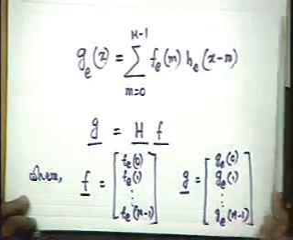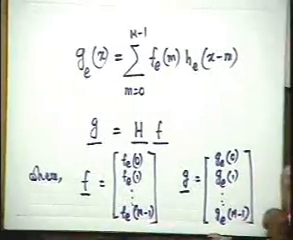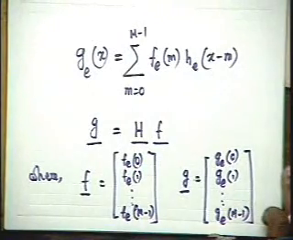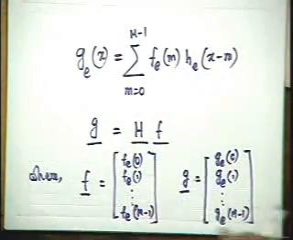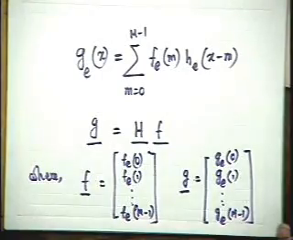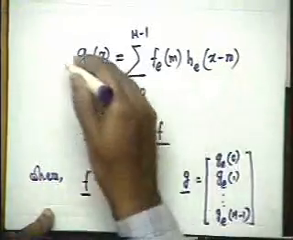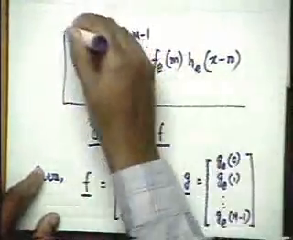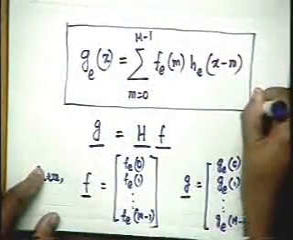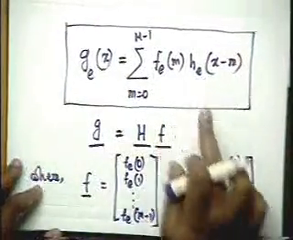Now we can write, since F and G both are of dimension capital M by 1, they are vectors. What is going to be the dimension of capital H? H has to be an M by M matrix. And going by this equation, simply considering this equation, G_e(x) equal to this, how should I write the elements of this H matrix?